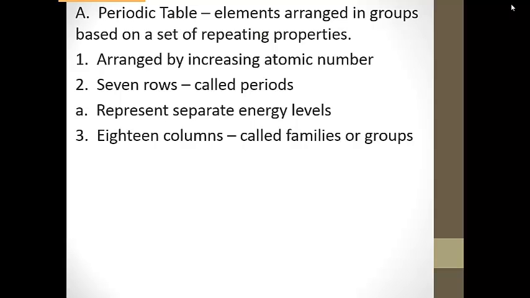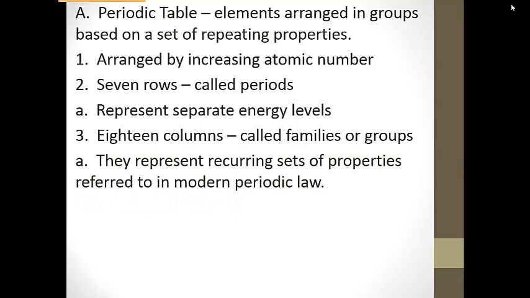And then we have the 18 columns. If you count the columns going across, you would have 18 total, and there are 2 different names that we use for those. Those are either called families or groups. So if you ever hear the term family or group, we're referring to the columns going up and down. Now those columns are called families because that's where our properties are going to kind of reoccur. So for instance, hydrogen and underneath it lithium and sodium and potassium, those have the same properties. They recur over and over again.